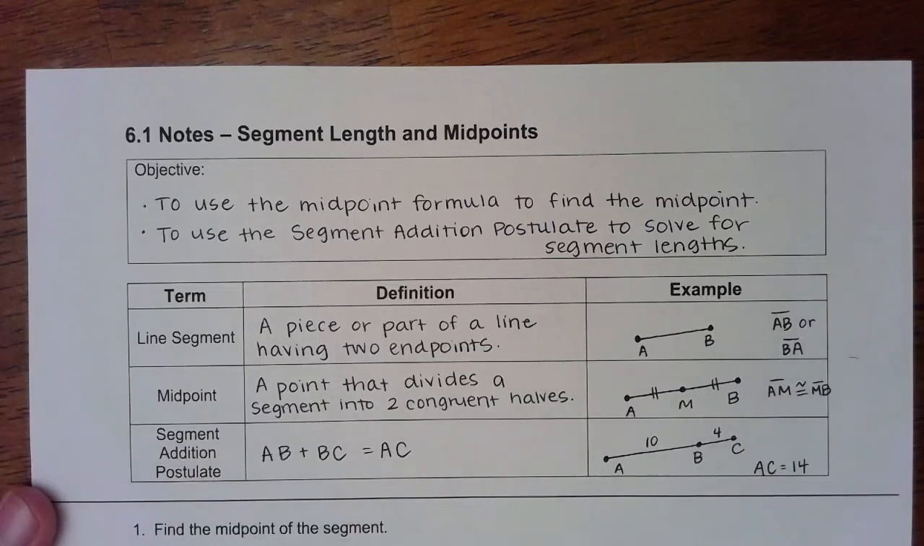The segment addition postulate says that if you know how big part of a line is, like the first part, and then if you know how big the next part of the line is, the second part, they would add up to equal the whole thing. So it says part plus part equals whole, or piece plus piece equals whole. In this case, the length of segment AC would equal 14 because 10 plus 4 equals 14.